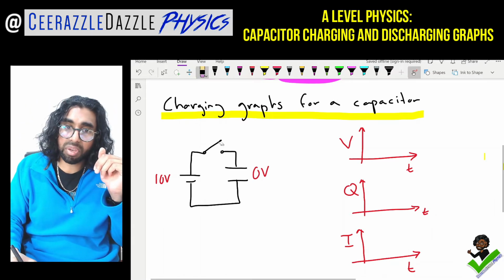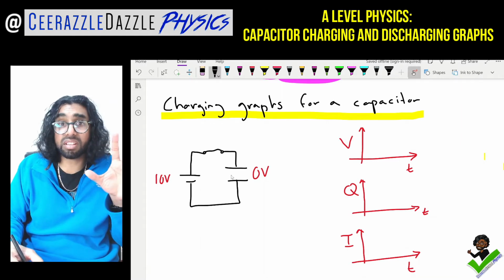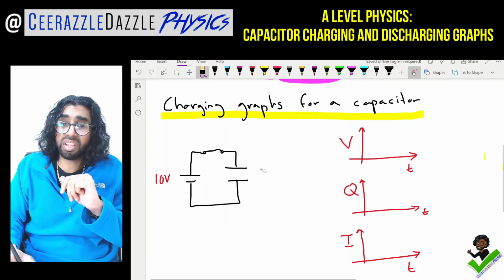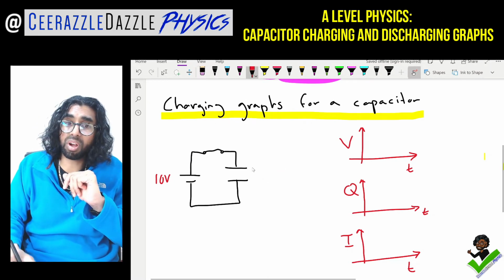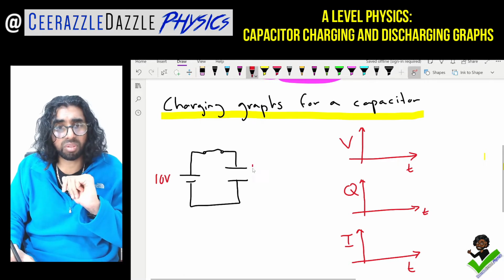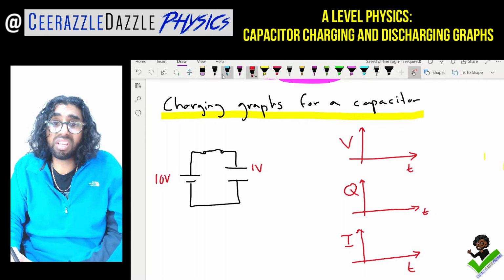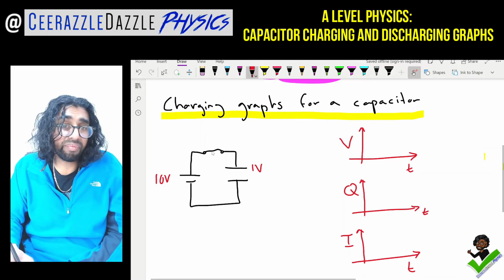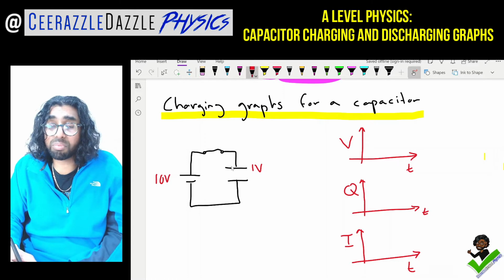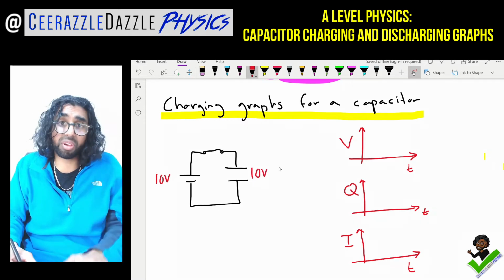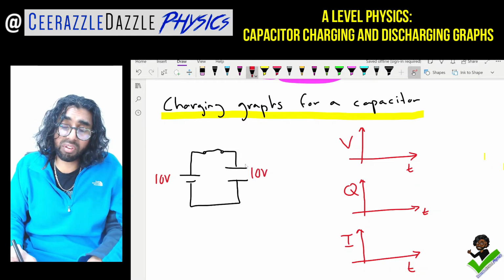So when we click the switch, guys, what's going to happen? When we click the switch, we notice that the voltage across the capacitor will go up. So initially it starts off at 0 volts, then it keeps on going all the way up. To what value would it be? It will reach 10 volts, because 10 volts is coming into the circuit and 10 volts coming out. So therefore, it must match up over here.